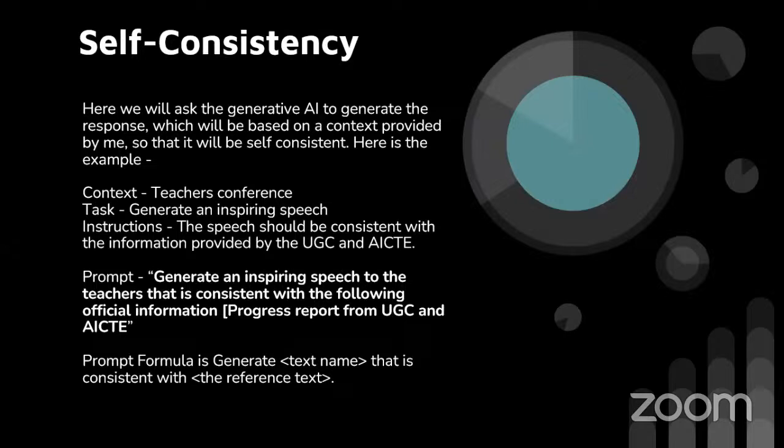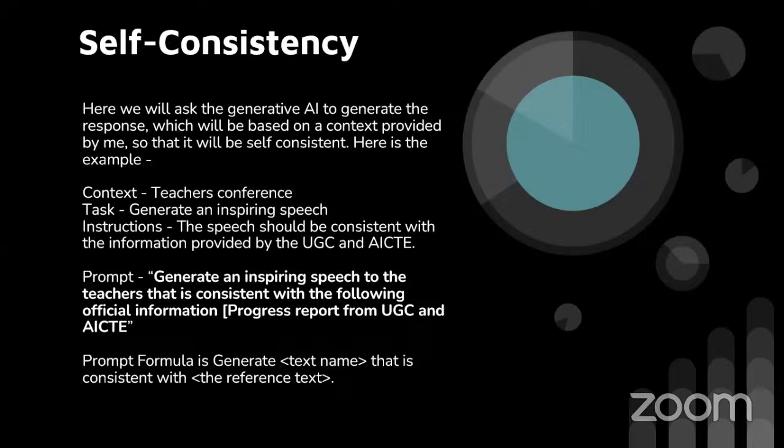Then obviously self-consistency is one of the techniques. We will ask the generative AI to generate a response based on a context provided by me, so that it will be self-consistent. Here is the example. So the context says teachers conference, right? The task is generate an inspiring speech. Instructions are the speech should be consistent with the information provided by the UGC and AICT, right? So there is a teachers conference taking place, and we need to generate an inspiring speech for it.